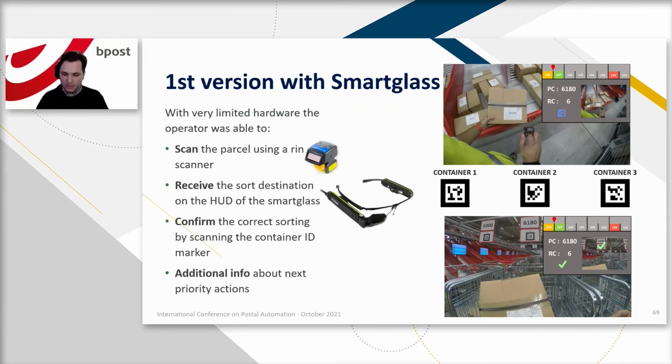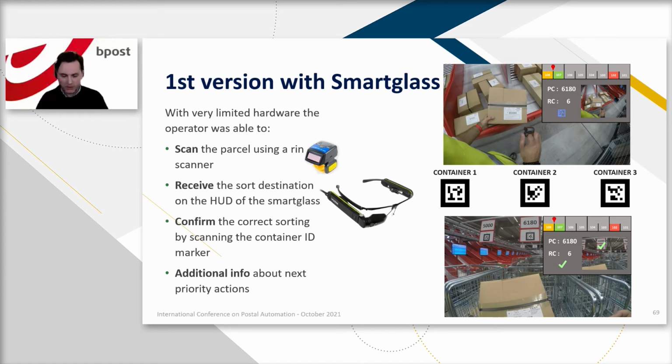So what did we do? We made two versions. The first version of sorting guidance was built around a smart glass. We did this 4 years ago, and the process was actually quite simple. The operator had to take a parcel and use a ring scanner to scan it, which you can see in the picture on the upper right corner. The processing was done on the smart glass itself and immediately showed the destination to the operator.